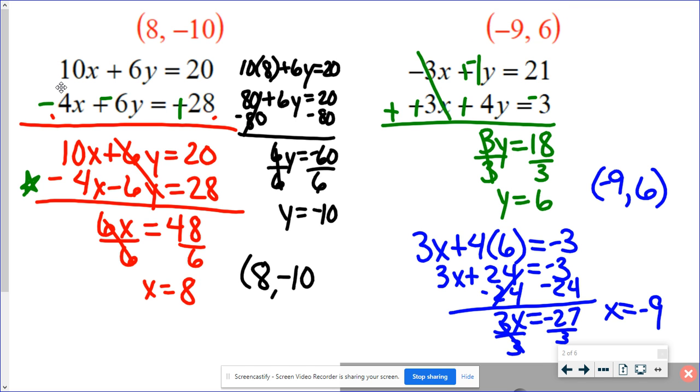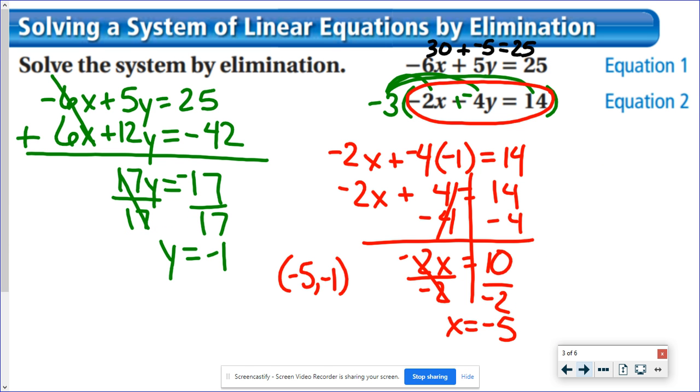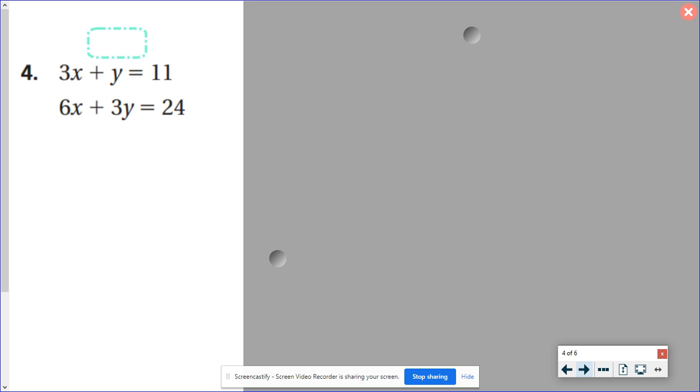Sorry that the slide order was messed up a little bit there. These were multiplying by -1. This problem that we did, we had to multiply by another number. And now let's try this out. In number 4, I can either get the x's or the y's. It does not matter. If I go for the x's, I hope that you can see that 6 would be a really nice number to use.